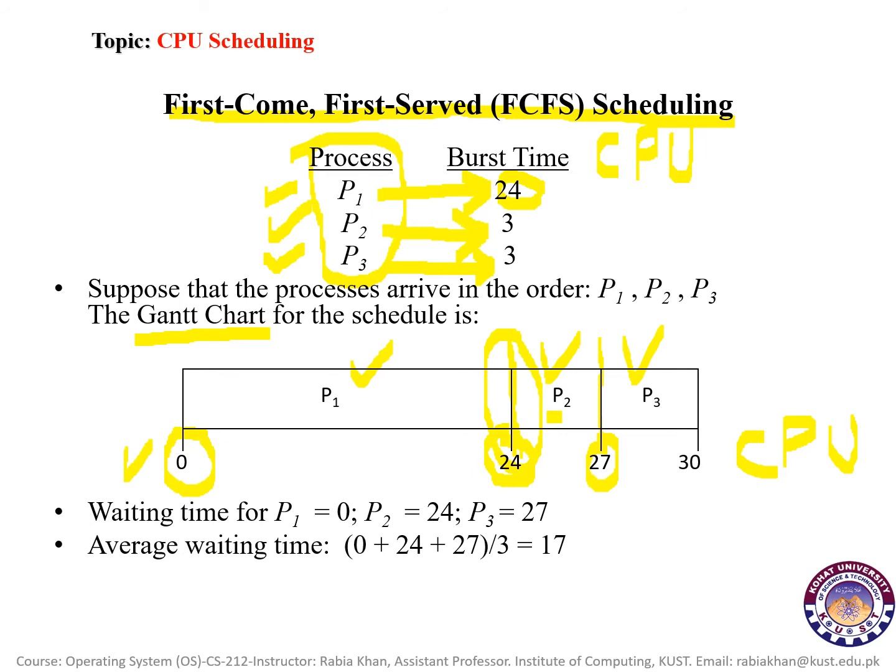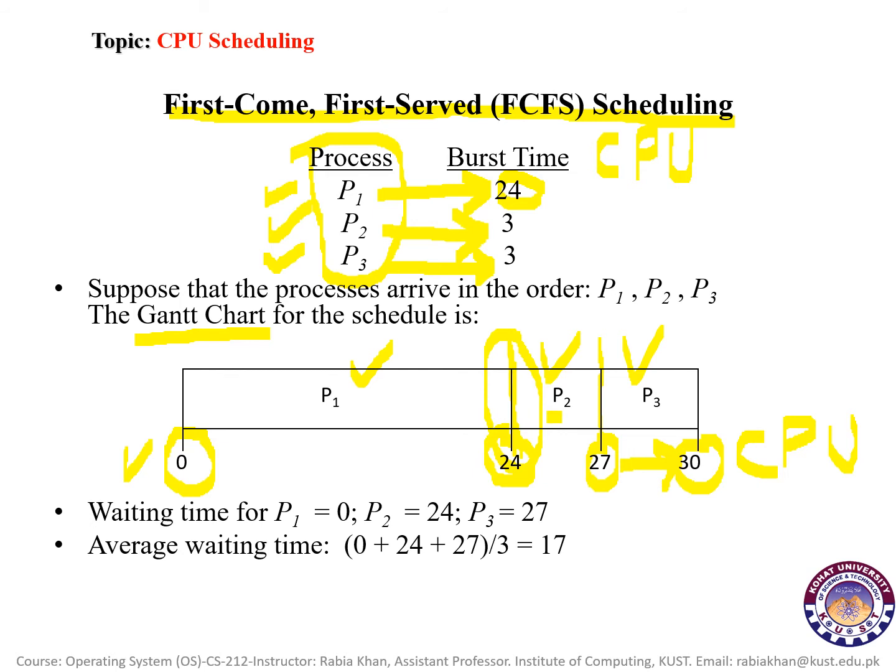So right from 27, P3 is assigned to CPU, and it completes its execution for 3 unit times. 27 plus 3 is 30. So it completes its execution of 3 units, and the overall CPU utilization is 30 unit time for 3 processes. But individual process execution has been defined separately.